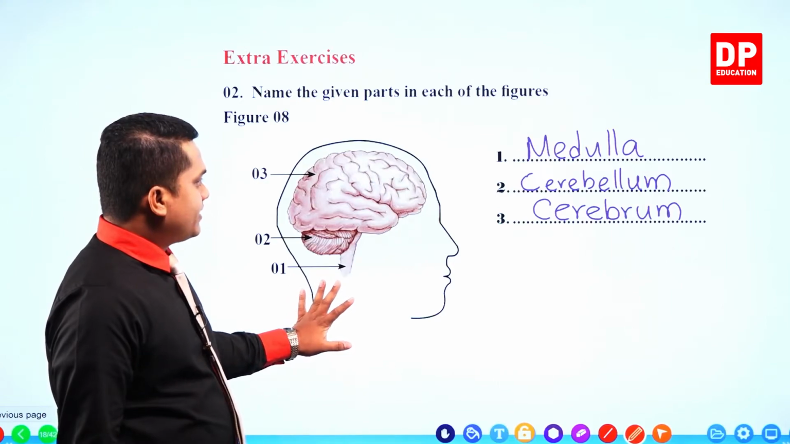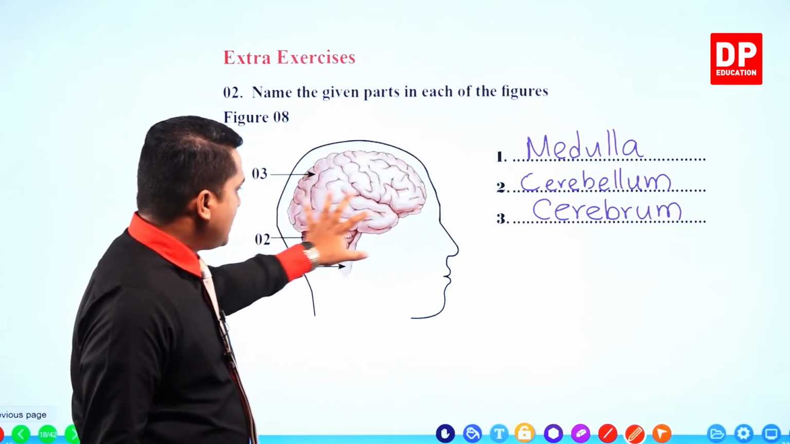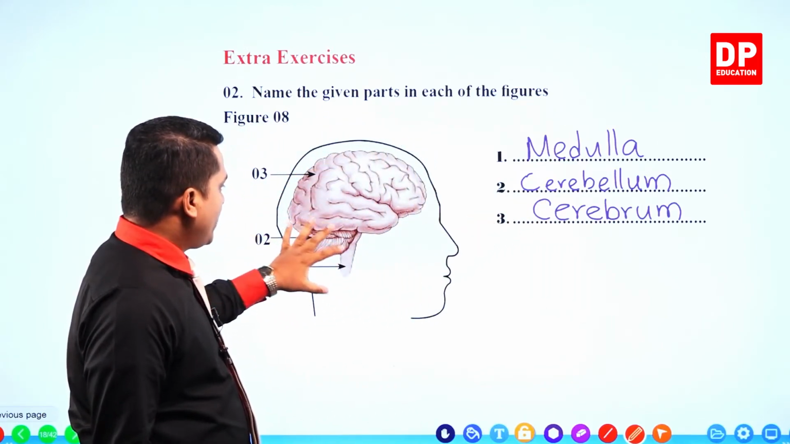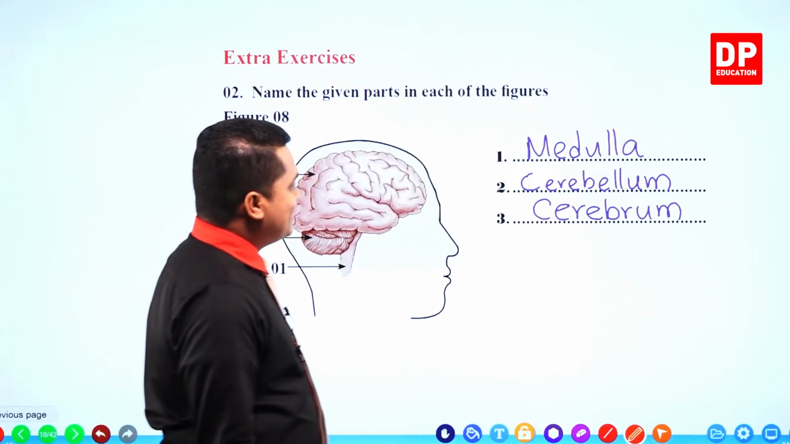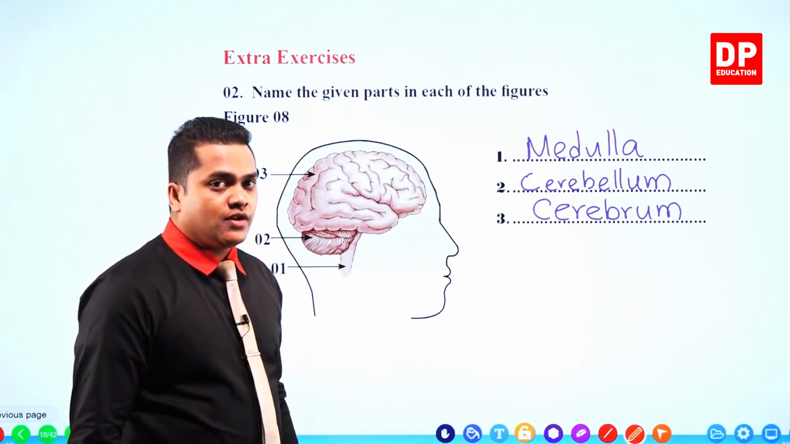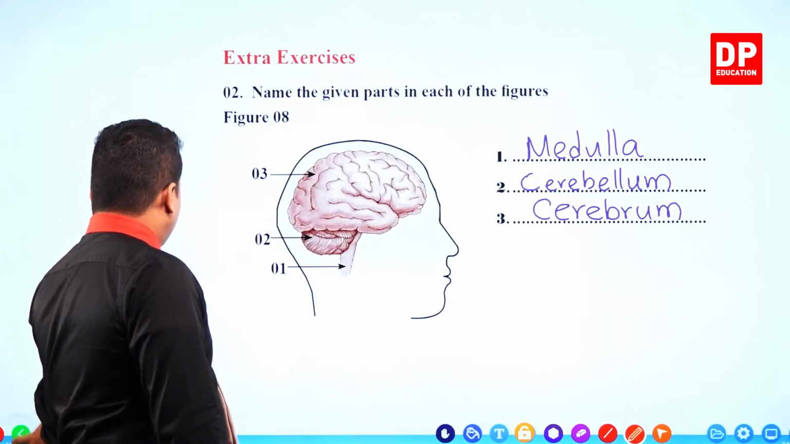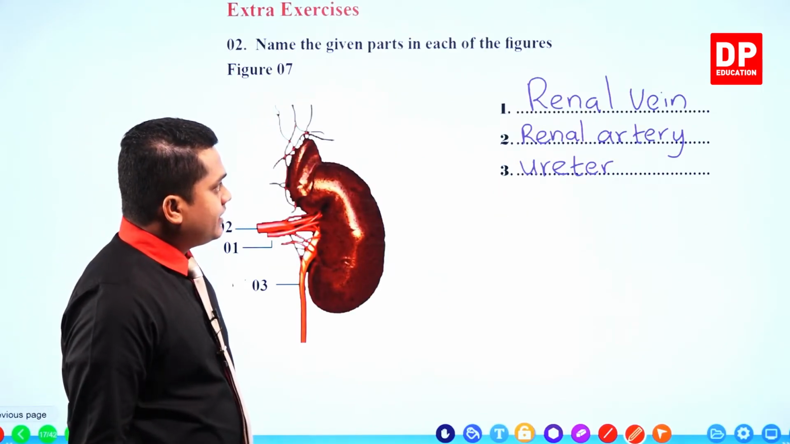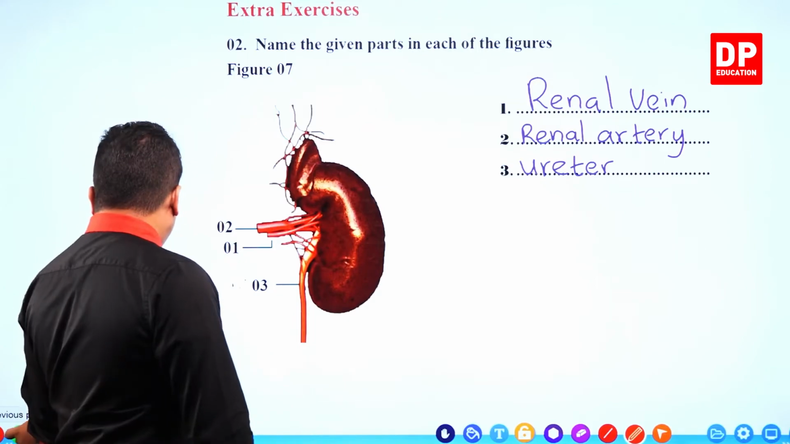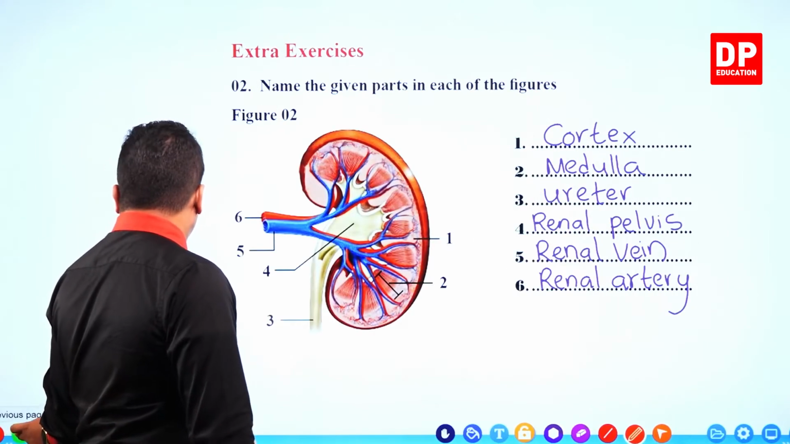In this diagram we can observe the 3 main parts contained in the brain. Number 3 is the largest area of the brain, which is the cerebrum. Number 2, under the cerebrum you can observe the second most important part of the brain, cerebellum. Then finally the starting position of the spinal cord, the medulla, right? Then, right, the renal vein, renal artery and the ureter, right? So I'll go to the front and come back once again. Figure 4, figure 3, figure 2 and figure 1.